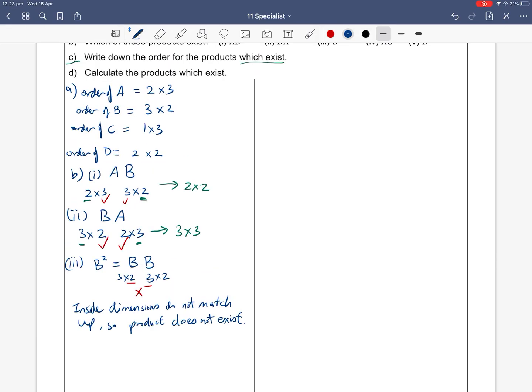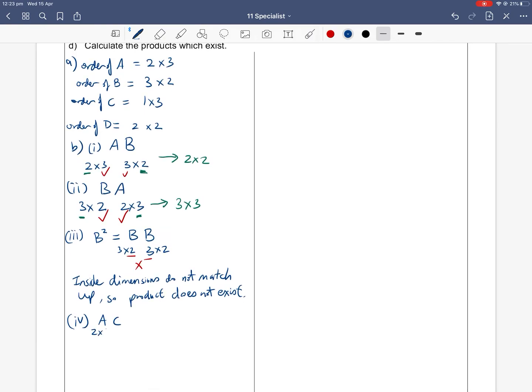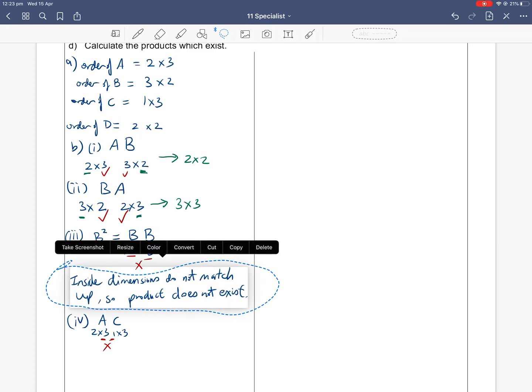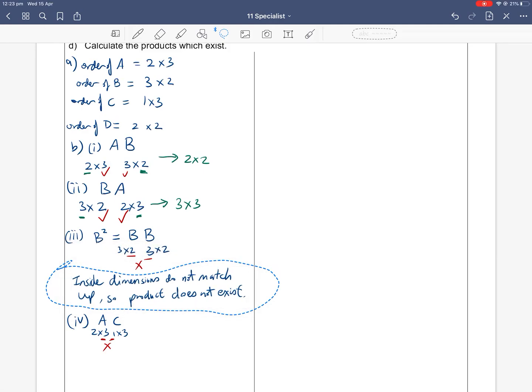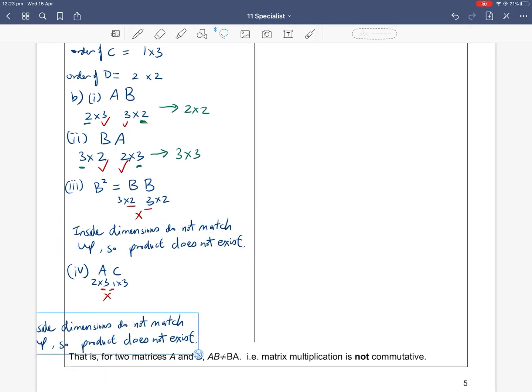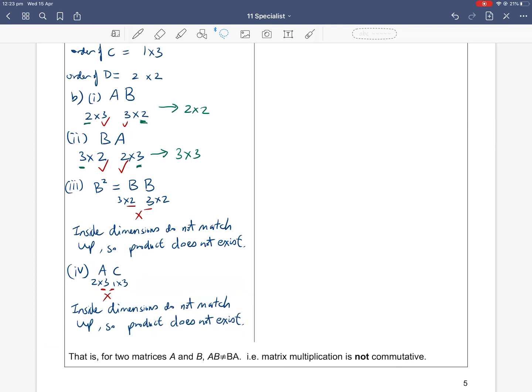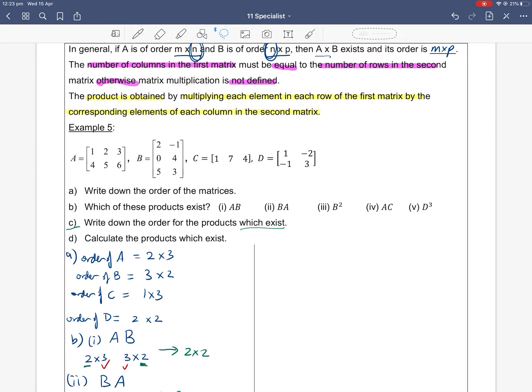Part 4, AC. So AC, A was a 2 by 3. C is a 1 by 3. Check, do your inside dimensions match up? 3 and 1 do not match up. So therefore, because the inside dimensions do not match up, the product does not exist. I'm going to do some iPad magic, copy and paste. Yeah, there we go.